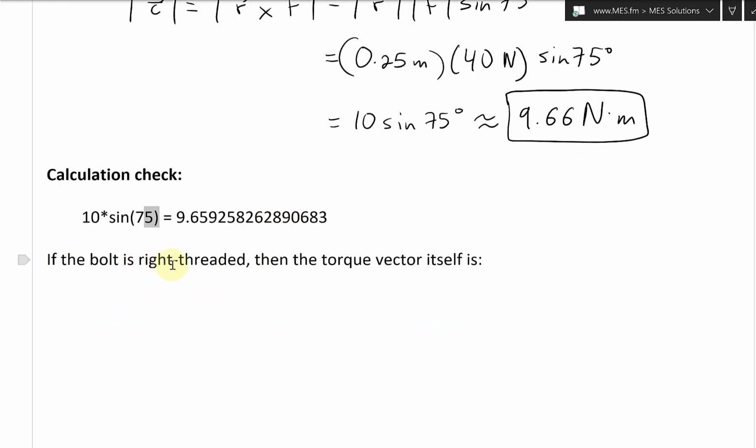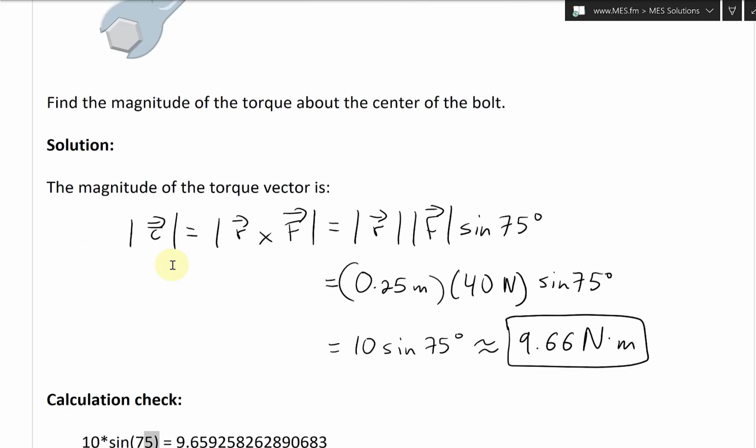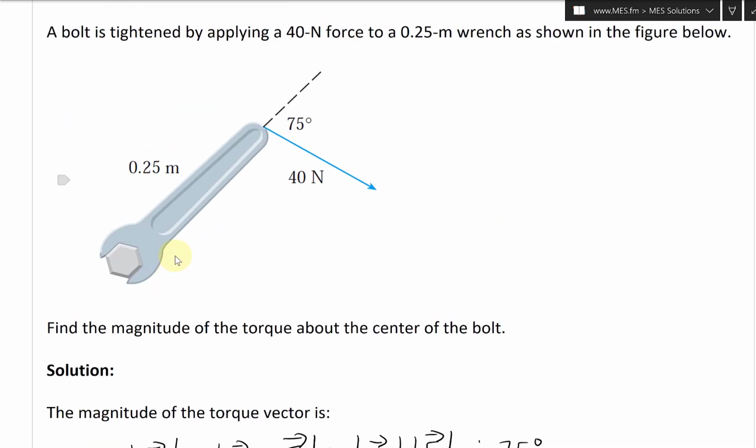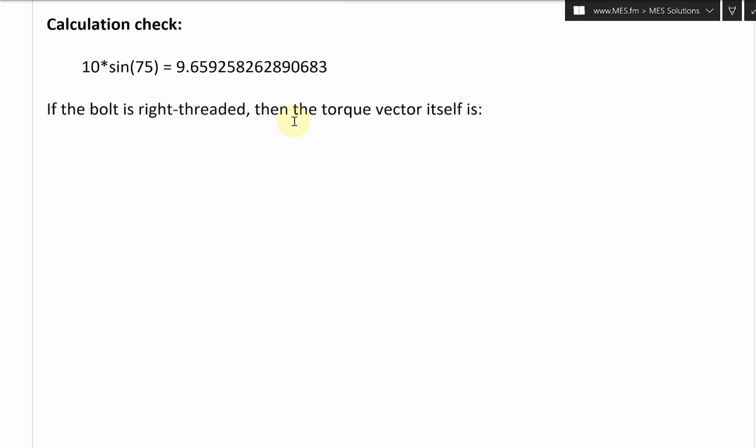So if the bolt is right threaded, and I think it is, then the torque itself is just torquing with the right hand rule. So righty tighty, like this. If your right hand fingers are curling in, your thumb is going to be pointing into the page. So if the bolt is right threaded, then the torque vector, remember the keyword, vector, not just the magnitude, equals the magnitude of the torque times the vector going into the page. We'll call this unit vector n.